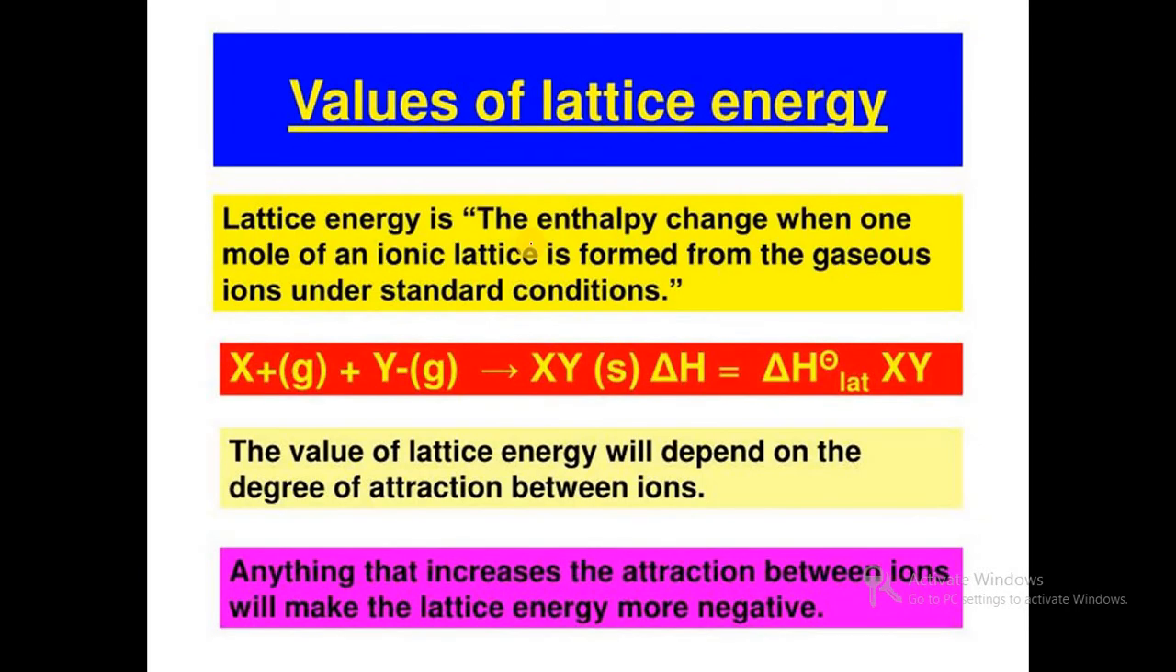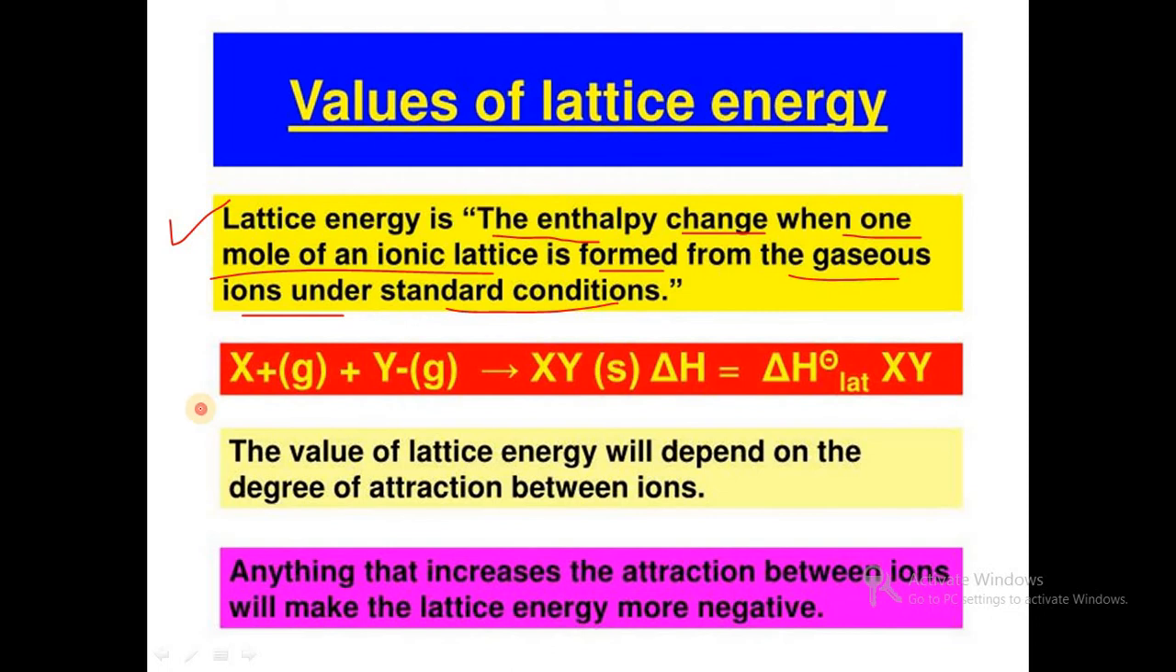Then the third terminology is lattice energy. First we will see the definition of lattice energy. Lattice energy means the enthalpy change when 1 mole of an ionic lattice is formed from the gaseous ions under standard condition. In first ionization energy we formed a cation, in electron affinity we formed the anion, and in the third terminology we are combining these formed cations and anions together, and the energy released during this process is called lattice energy, which is represented by capital U.